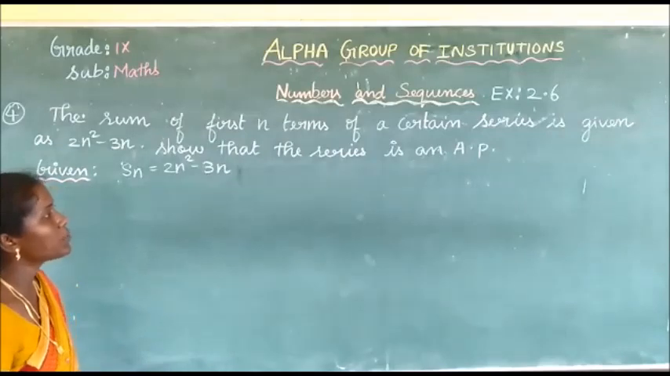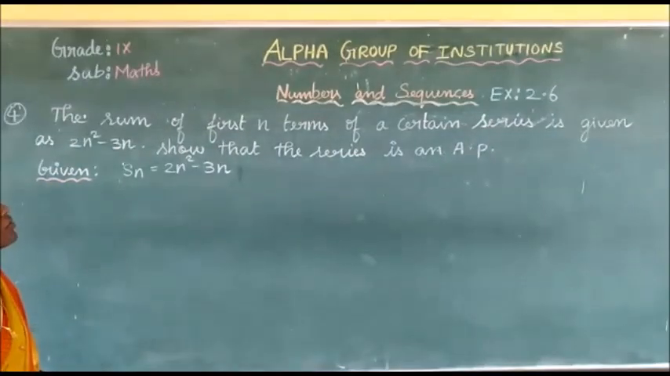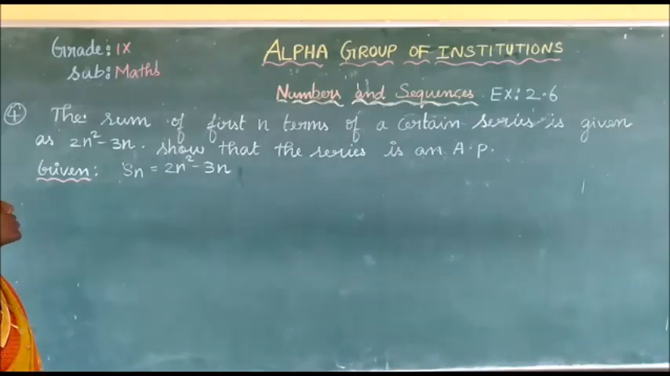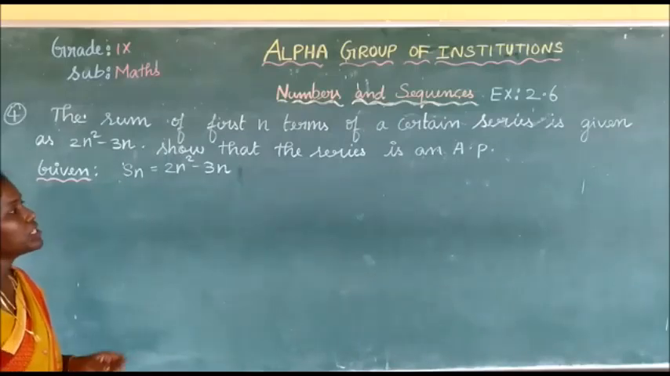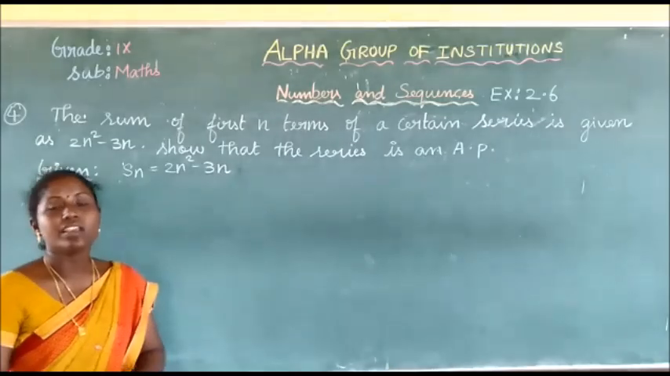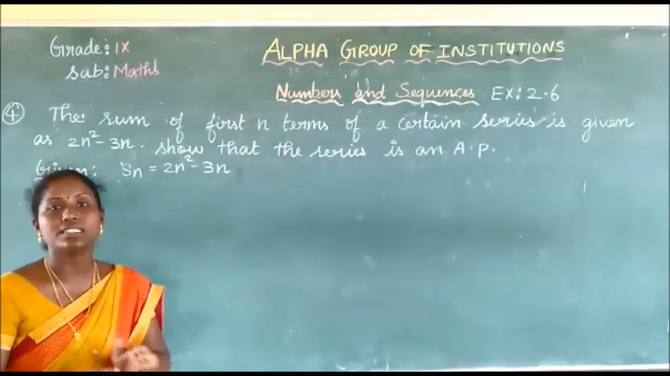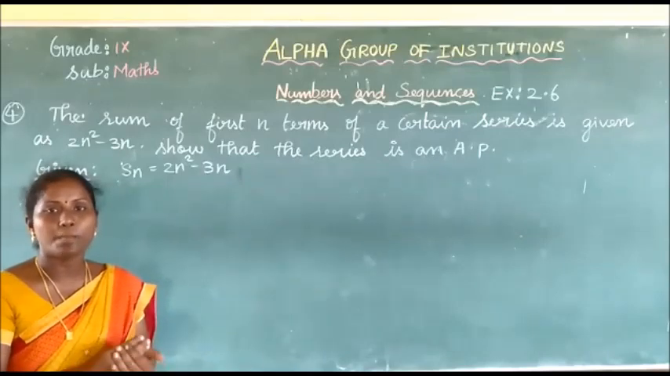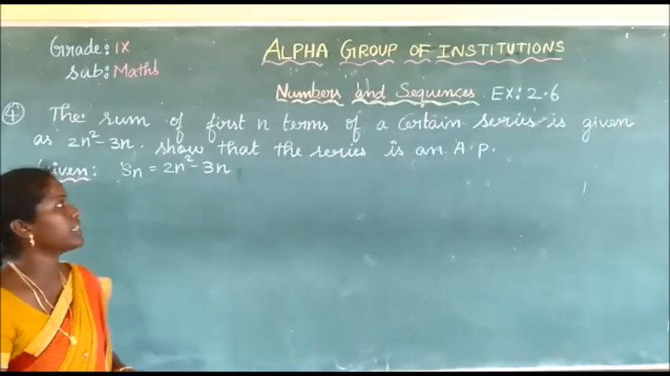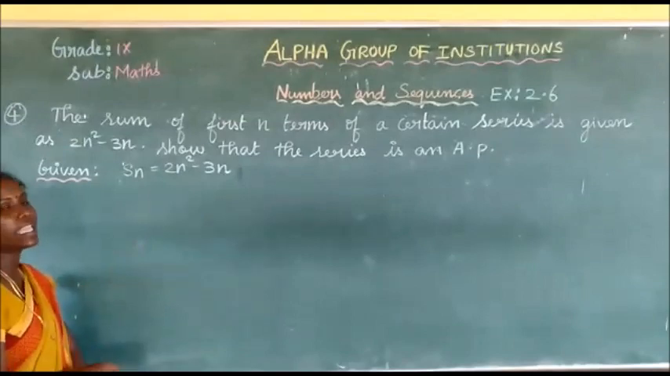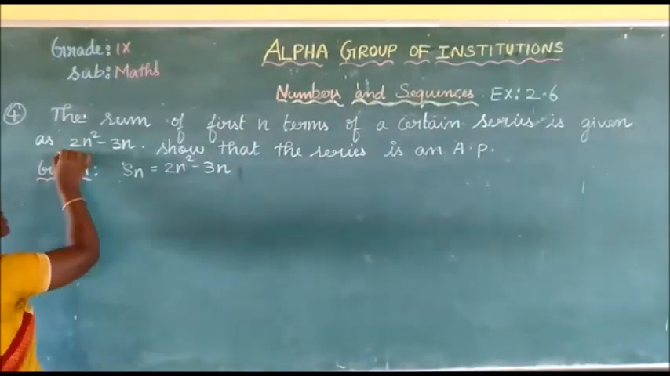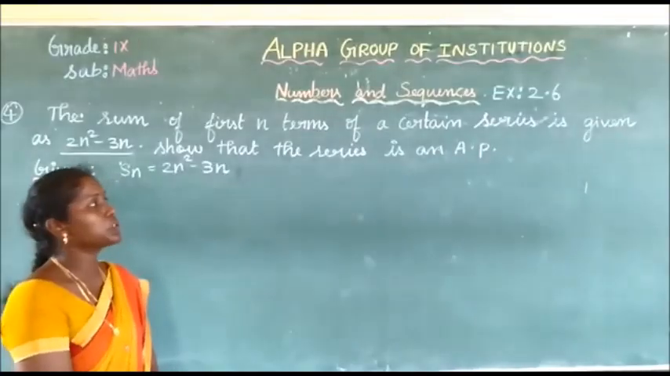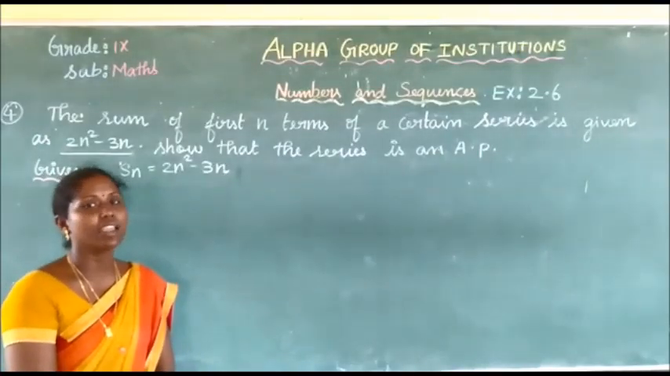So what is the problem number 4 here? The sum of first n terms of a certain series is given as 2n square minus 3n. Show that the series is an AP. Here we don't know about the series. What is the series? We don't know what is the first term, second term, or common difference, anything else. But they gave the summation for the series. So based on this, we have to show that the given series is an AP.